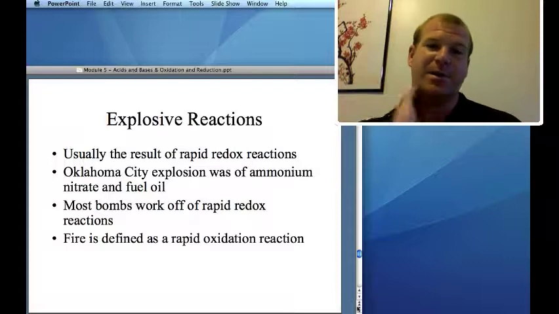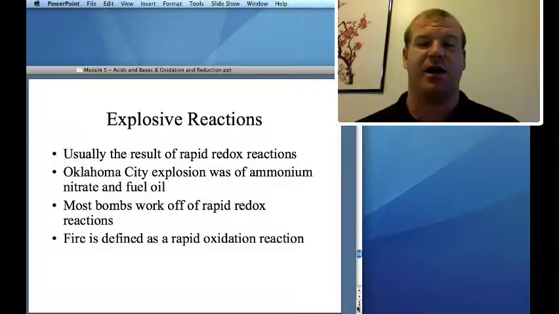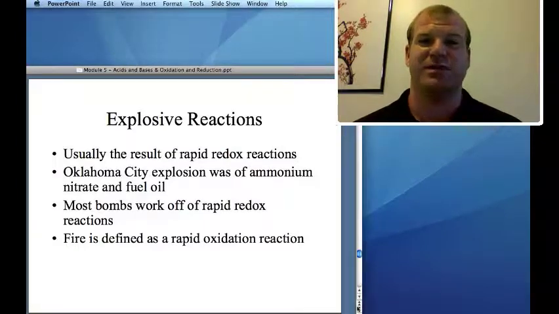And explosions, most explosives are from oxidation reduction reactions. The exception to that rule are atomic weapons. Nuclear weapons work off of nuclear reactions, but everything else works off of oxidation reduction. So Oklahoma City, this was using fertilizer and fuel oil. So you've got some common stuff that you can use to make explosives.